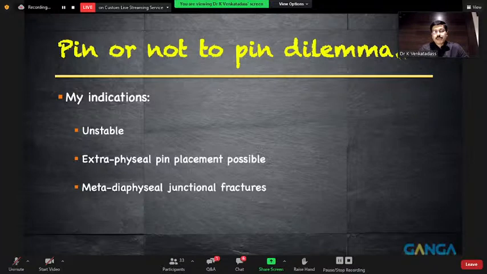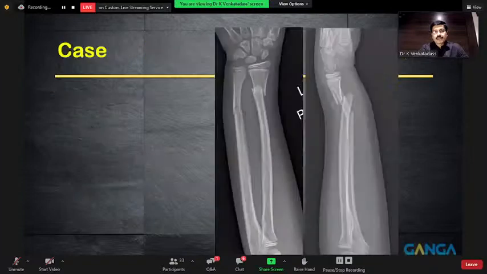So if you're able to get a good reduction and put a good cast, I think most of the time you will be able to get away with it. So try and avoid placing transphyseal pins unless it is a physeal fracture. And again, metaphyseal and diaphyseal junctional fractures, I tend to pin because these fractures are known for redisplacement.